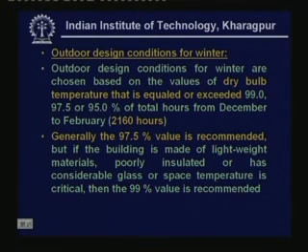And generally the 97.5% value is recommended if no special requirement exists. But if the building is made of lightweight materials, if the building is poorly insulated, or if it has considerable glass, or the space temperature is critical, then the 99% value is recommended. So, when some special situations exist, then we can go for the 99% value. The 99% value means the installed capacity will be slightly higher than that of the 97.5% value.